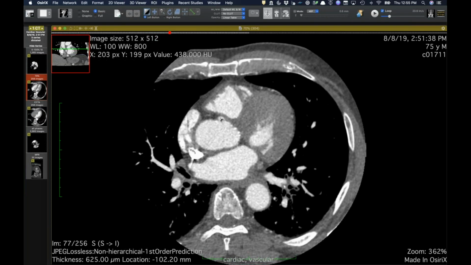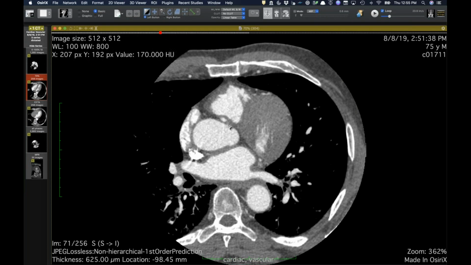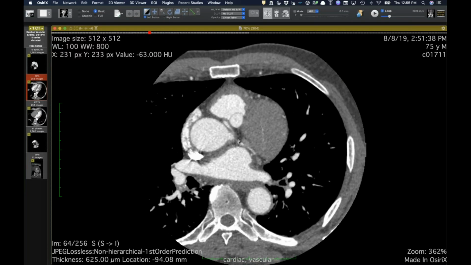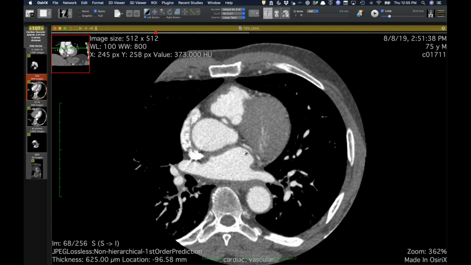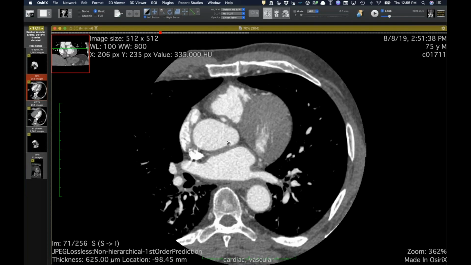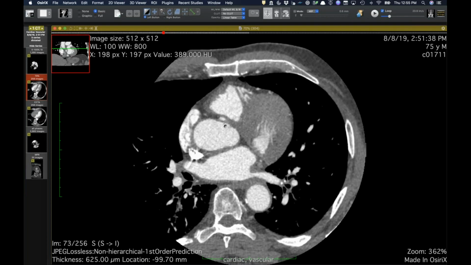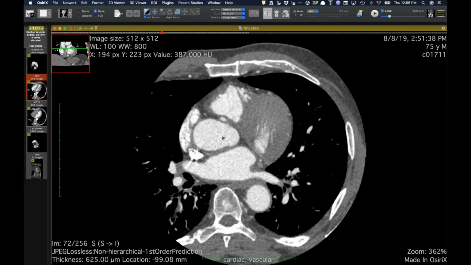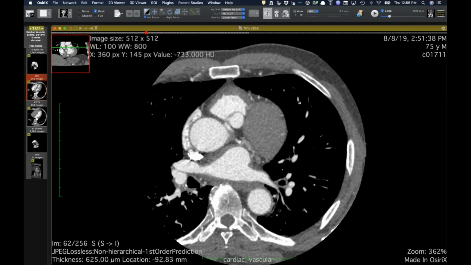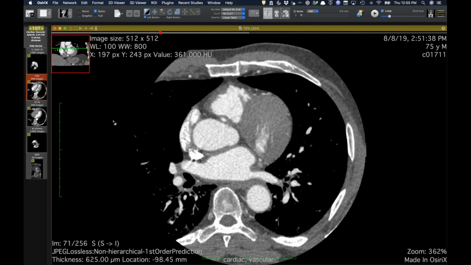Oftentimes these have a more slit-like ostium where it's an intramural course as well. And this is the one that's classically associated with sudden cardiac death and almost always gets surgically repaired when it's recognized, especially in younger patients. Clearly, it hasn't been that much of an issue for this guy. He's 75 years old, and so they elected to leave it alone.